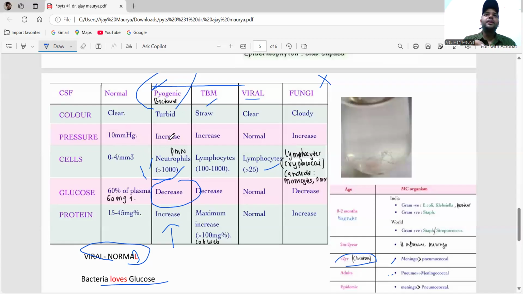In bacterial and tubercular meningitis, there is a pressure increase. Increase in pressure. Just remember these two are defined. These are most important. See, TB meningitis. It is straw colored.